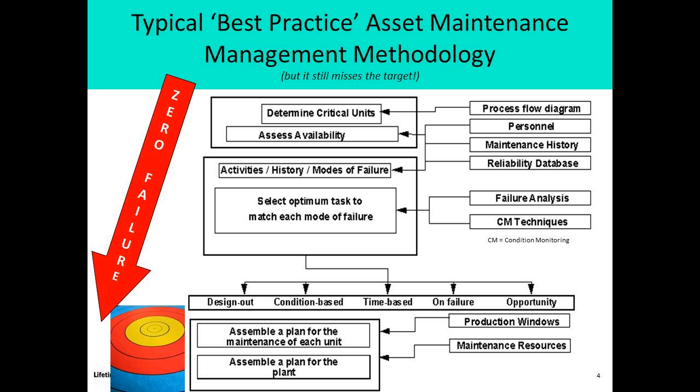So select optimal tasks to match each mode of failure. We do the activities that prevent the failures that will then limit availability. So in theory, this is looking really good. We're going to find why the machines fail, how they fail, and then put into place optimal tasks to prevent that failure. So this has all come from analysis of failures, analysis of the machinery, of the metallurgy and materials used. And of course we have condition monitoring techniques.